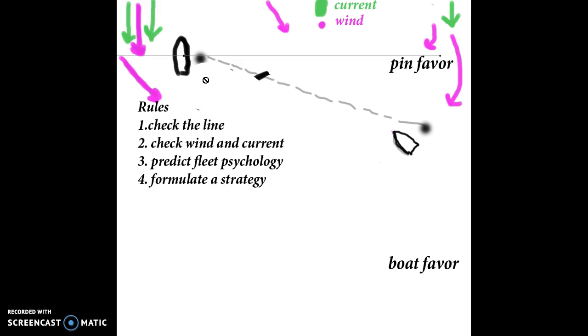But the best way is to put something in the water that can't be affected by the wind and watch where it goes relative to something that's anchored, and that will tell you the speed and direction of the current, okay? And you can factor that into your race strategy. Current rules: current moves faster in deeper water, slower in shallow water, okay? So you got to think about things like that.